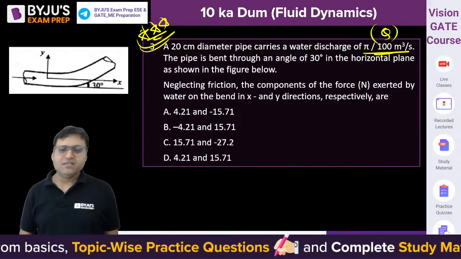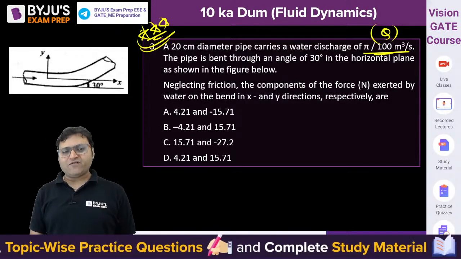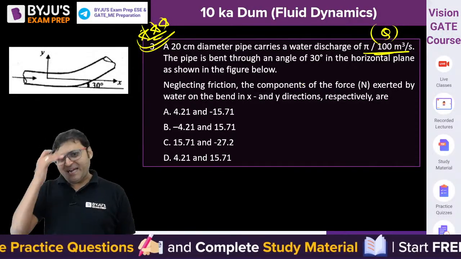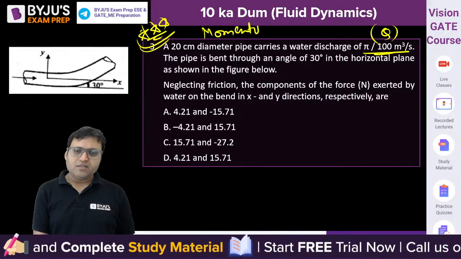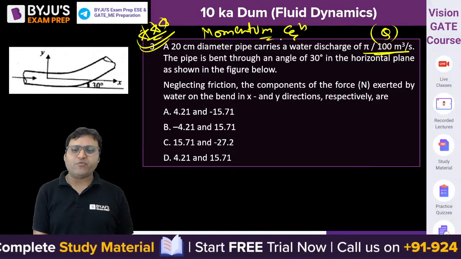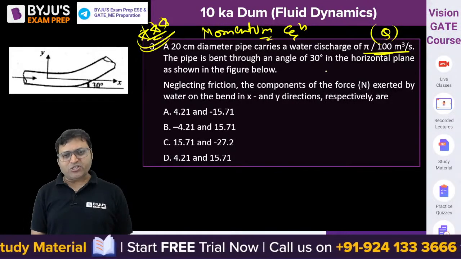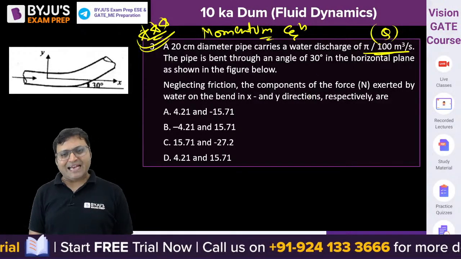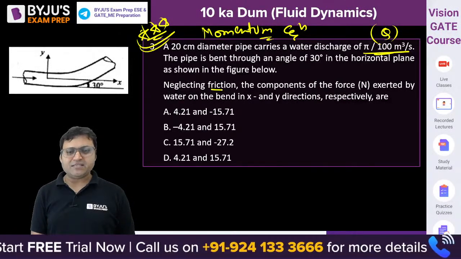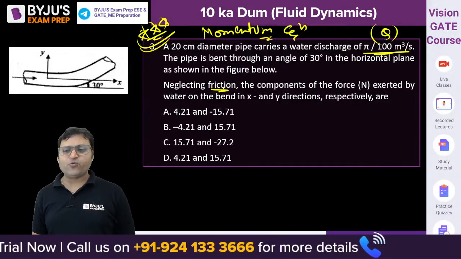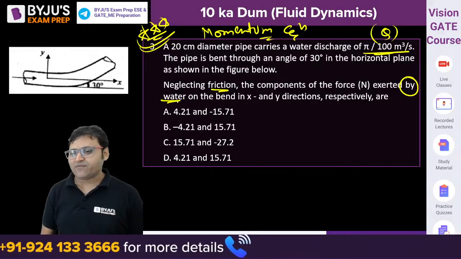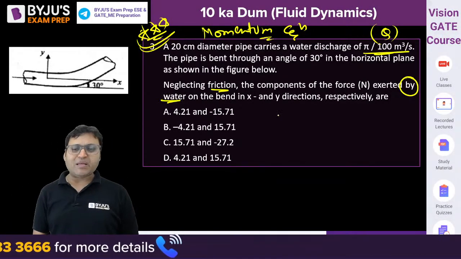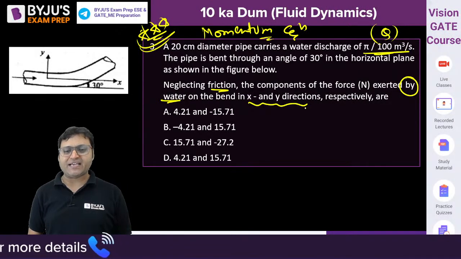We were here. So the pipe is bent through an angle of 30 degrees. The bend is in a horizontal plane. The question is from the momentum equation. In a horizontal plane as shown in figure, neglect the friction. It means ideal flow. The question is the force exerted by the water on the bend in x and y direction respectively.